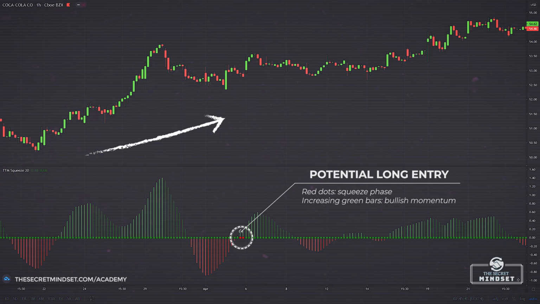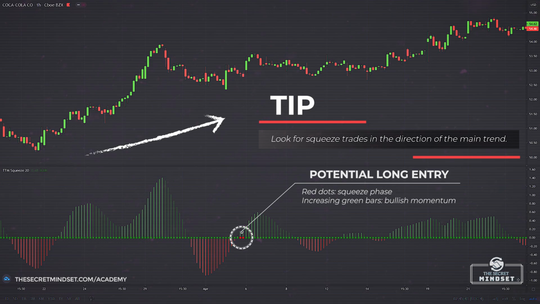The previous trend was also bullish, an important aspect to consider when analyzing a setup. My preference is to look for squeeze trades in the direction of the main trend. In this case, as expected, the market responds with an aggressive spike upwards.